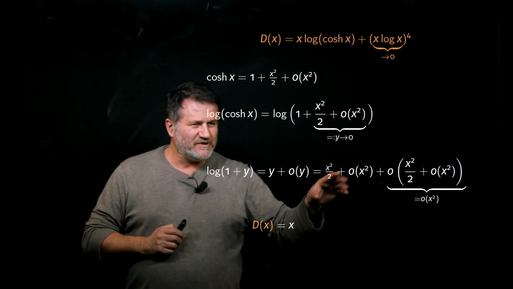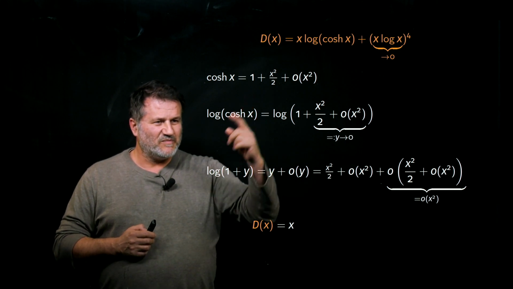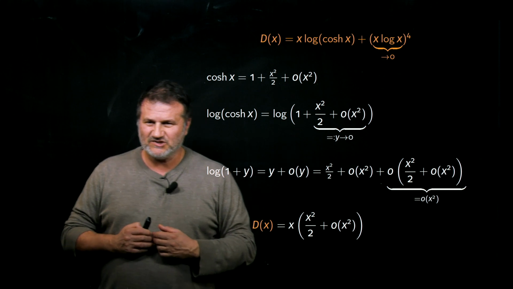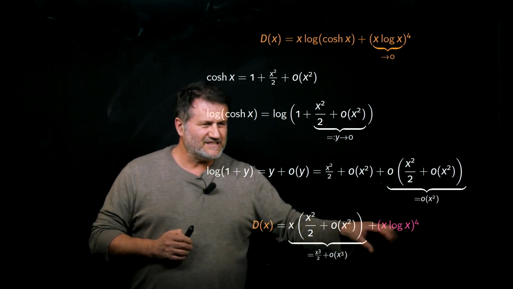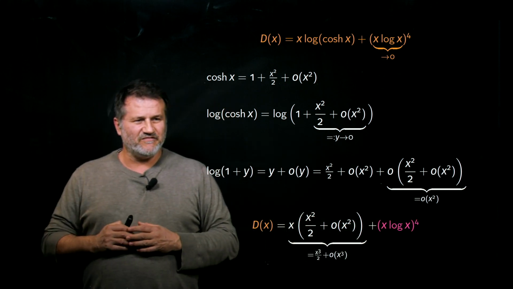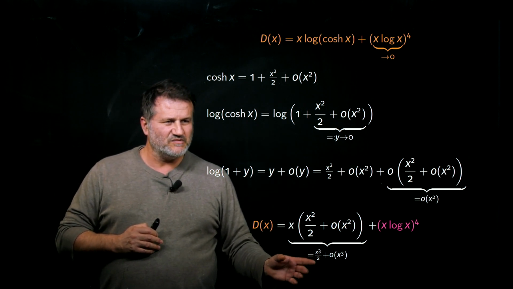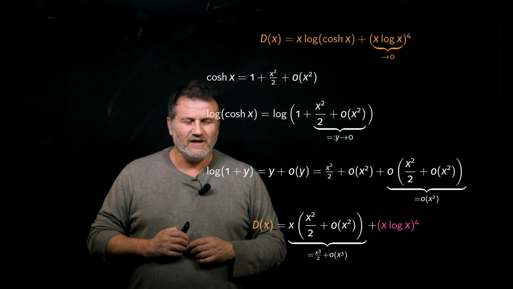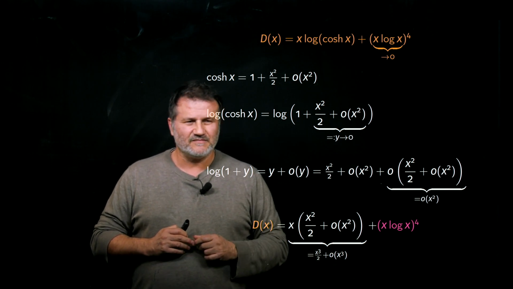So this numerator writes, when I multiply by x, as x times x squared over 2 plus little o of x squared, plus this last part, x log x to the power 4. The first one is x cubed divided by 2 plus little o of x cubed, plus this. Now, what about this last?